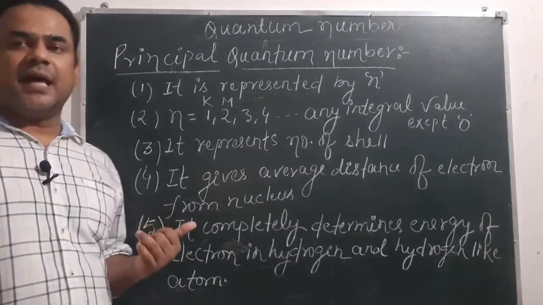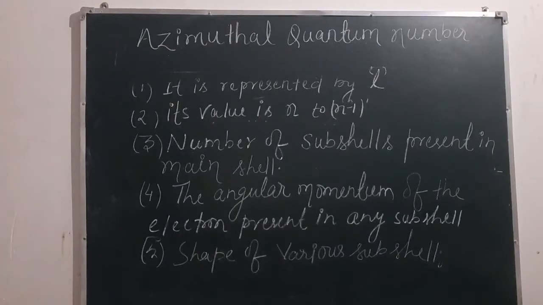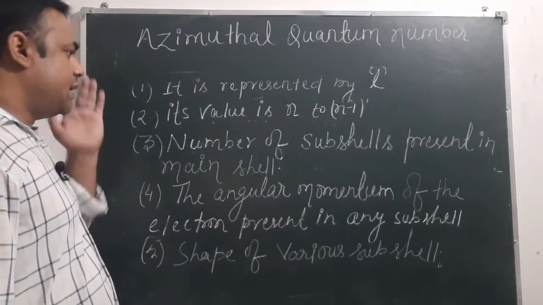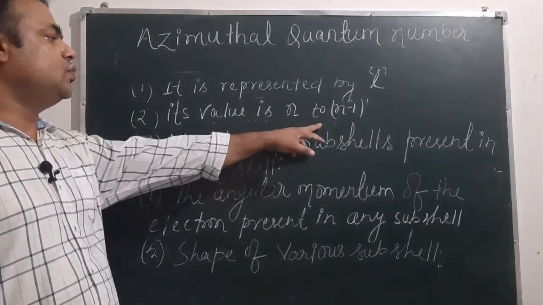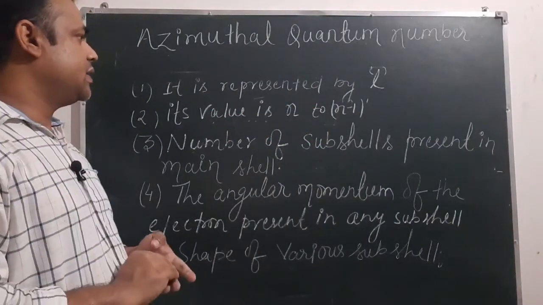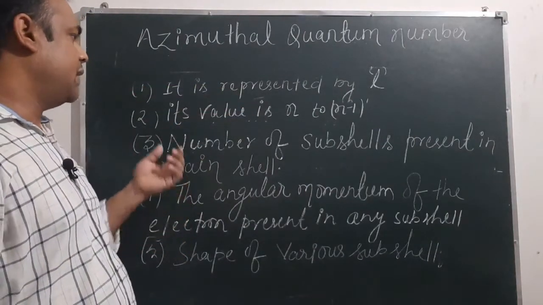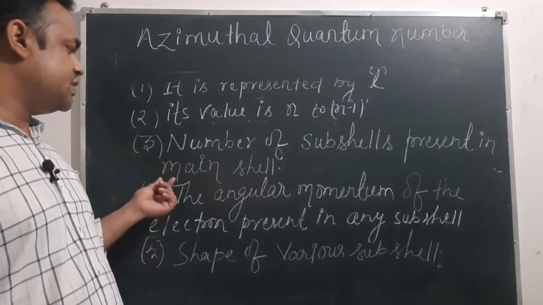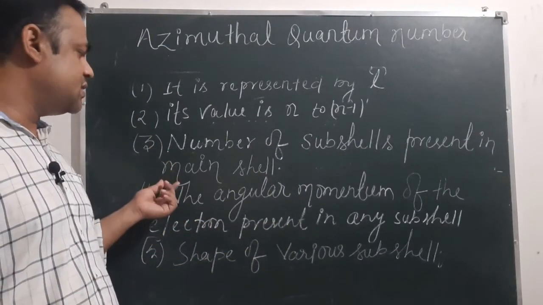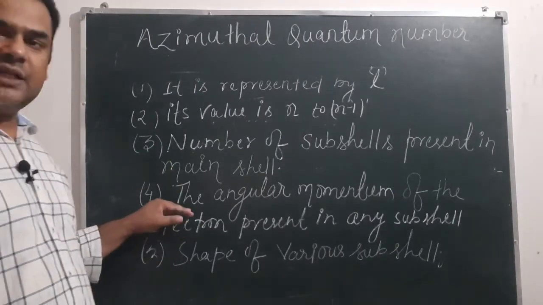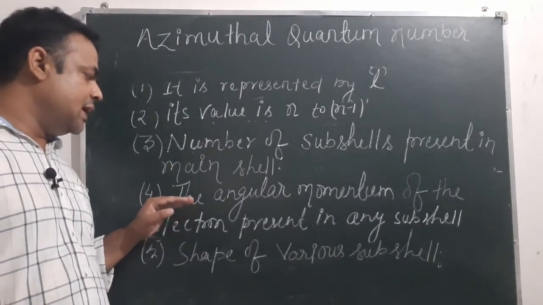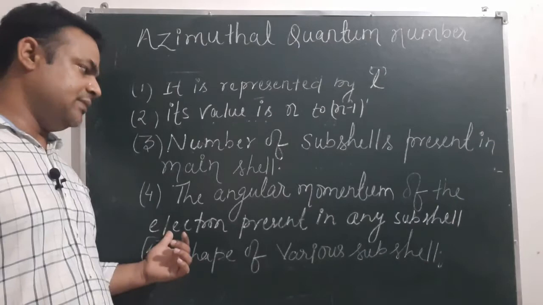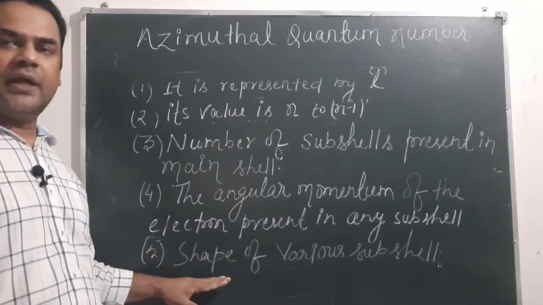Next quantum number is the azimuthal quantum number. Azimuthal quantum number is represented by small l, and its value is 0 to n minus 1. It also indicates the number of subshells present in a main shell. As well as with the help of the azimuthal quantum number, we can calculate the angular momentum of an electron present in any subshell and the shape of various subshells.